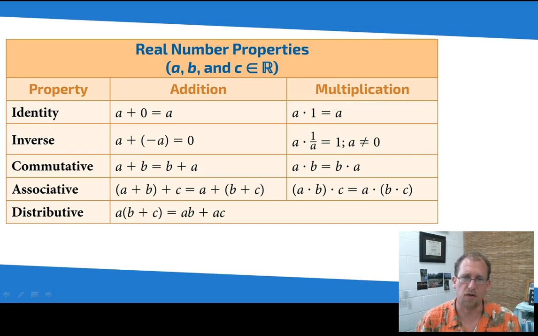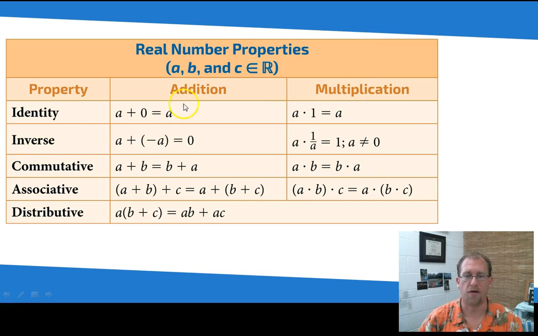This is very critical information for you. We're going to be looking at real number properties. So the identity property of addition is that any number plus nothing is itself, or any number times 1 is itself. That's the identity property of multiplication. You will need to have that handy, right?